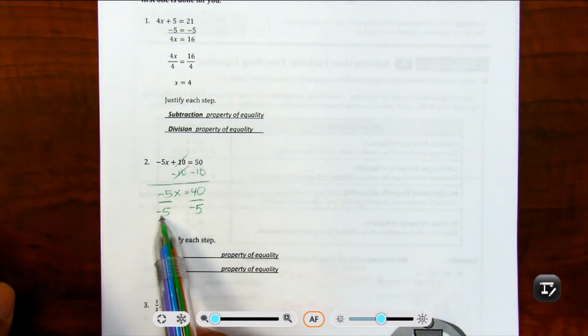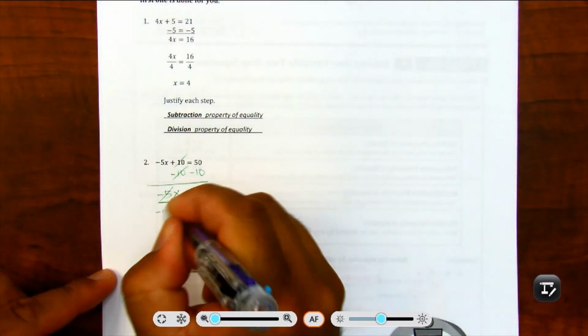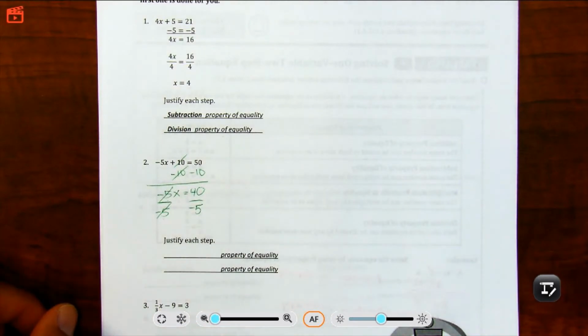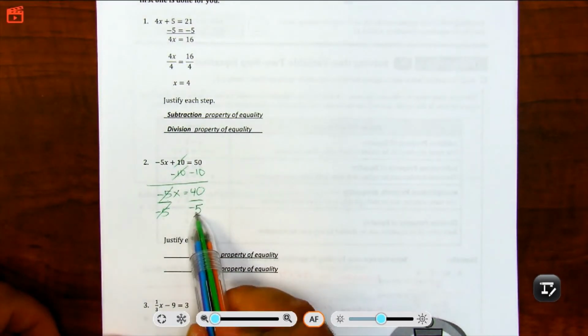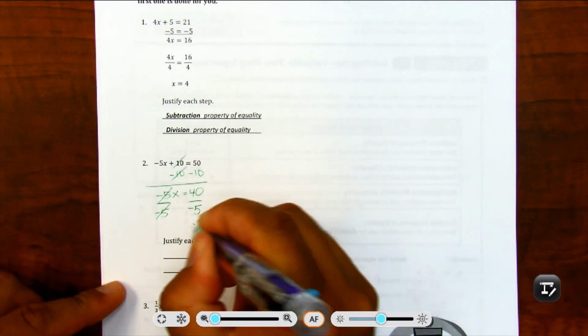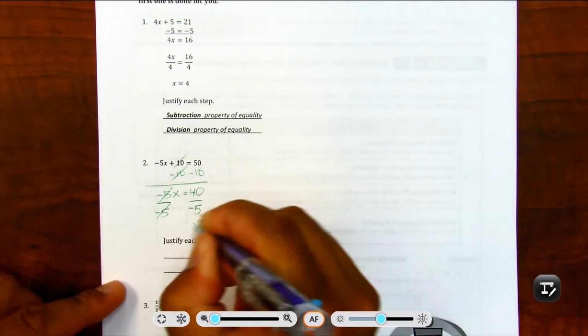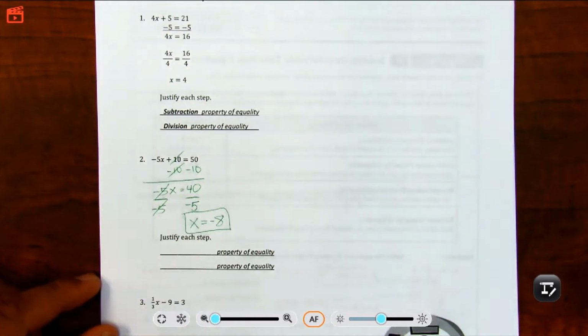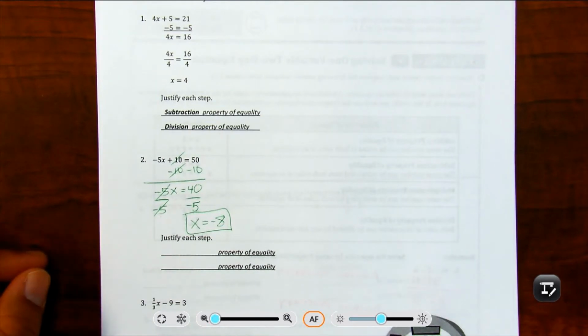So these cancel out. A positive 40 divided by a negative 5, if you remember your integers, a positive divided by a negative is a negative, and 40 divided by 5 is 8. So the properties that we used were subtraction and division.